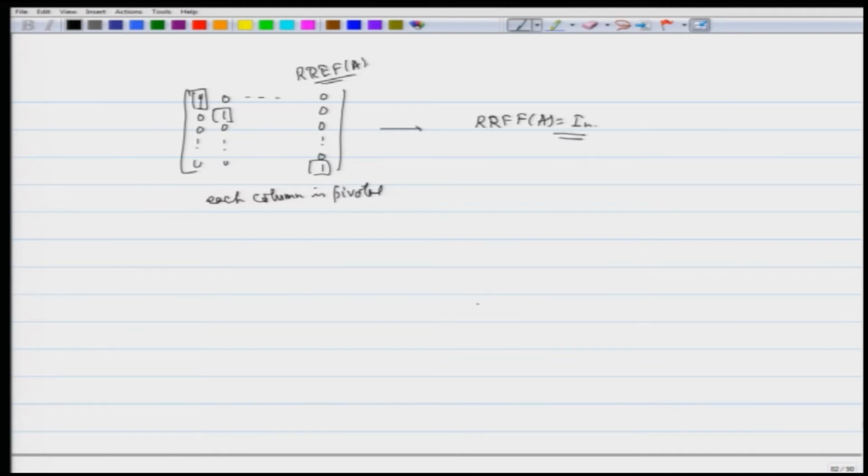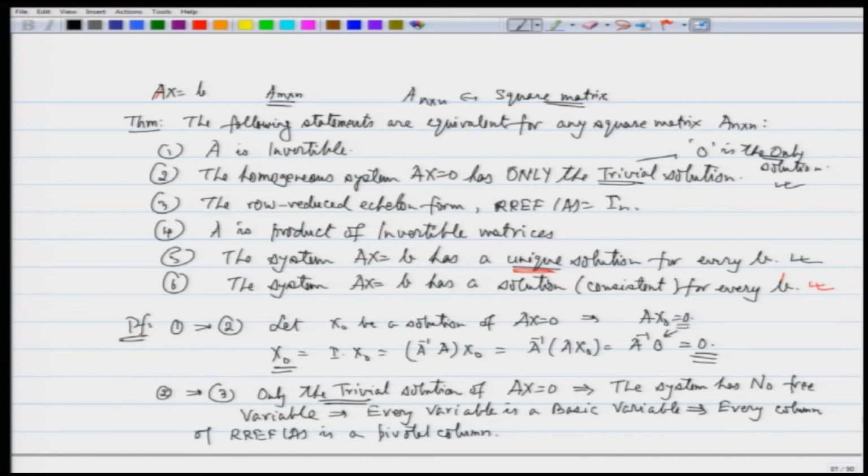So, this is what we want: the row reduced echelon form of A is I n. Is that okay? Again, let us go back and understand it. We want to prove that 2 implies 3. So, 2 says the homogeneous system has only the trivial solution. Since it has only the trivial solution, the system has no free variables. It has no free variables, meaning it has only basic variables. So, there are n basic variables.